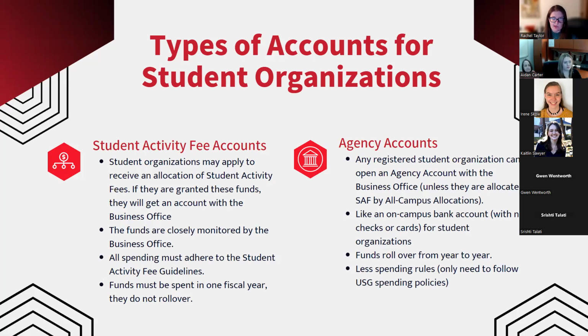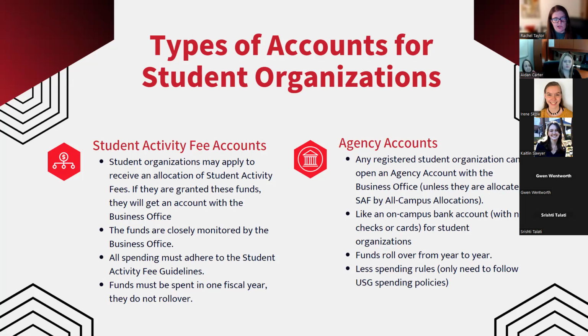As we'll talk about a little bit later, please note that in order to be eligible for all-campus allocations, it is a requirement for you to have applied to one-time allocations at least twice and or the Student Affairs Diversity Fund. So note that there is eligibility before you receive all-campus allocations, which are related to these student activity fee accounts.